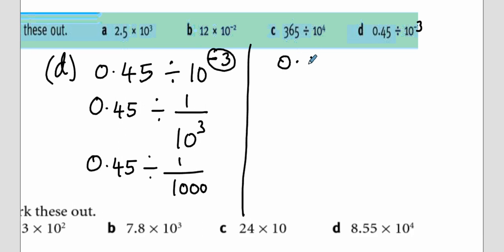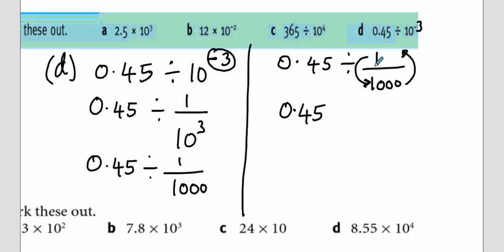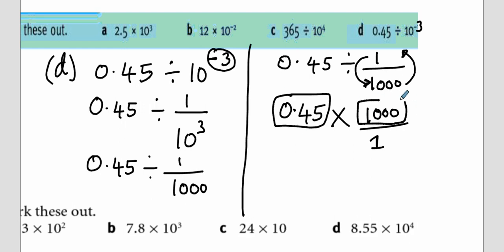Now 0.45 divided by 1/1000. So remember what we said? For dividing, the bottom comes up and the top comes down, upside down. Once you do the upside down, then this division sign changes into multiplication. So 1000 goes up and 1 goes down. So you are left with 0.45 times 1000.